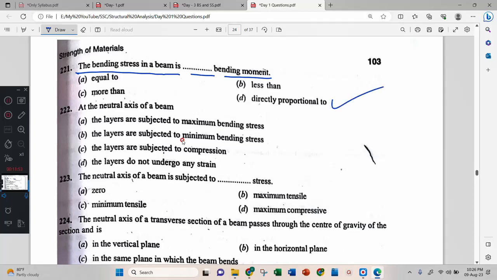Directly proportional to bending moment. A neutral axis of a beam: the layer are subjected to maximum bending stress, layer are subjected to minimum bending stress, layer are subjected to compression, layers do not undergo any strain. Correct.